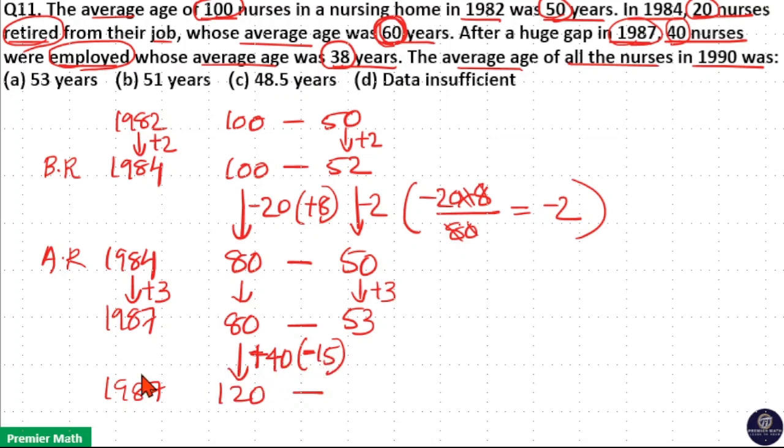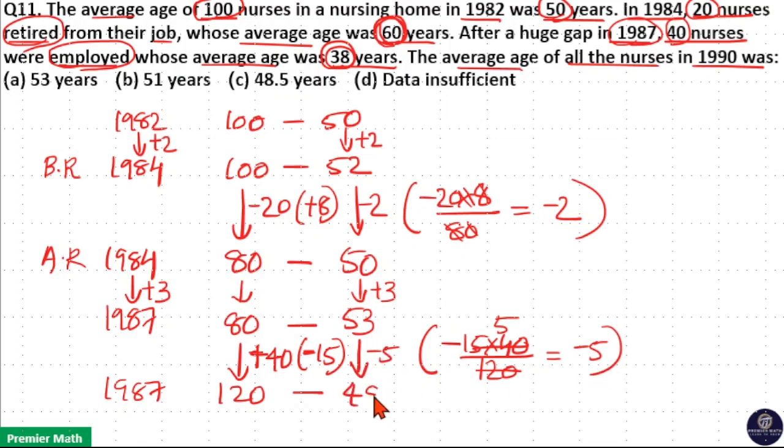And this 40 into minus 15, that is 600, should be distributed to the total number of people, 120. There is a decrease in average, because the average age of the new employees is 38, which is less than the previous average 53. So minus 15 into 40 should be distributed to these 120 people. 120 goes 5 times in 600. So minus 5 is the decrease in average here. So the difference in average is minus 5. 53 minus 5, 48 is the average age of 120 people.